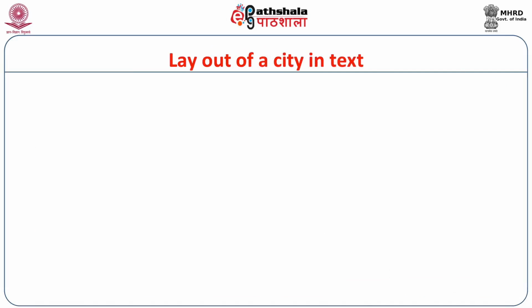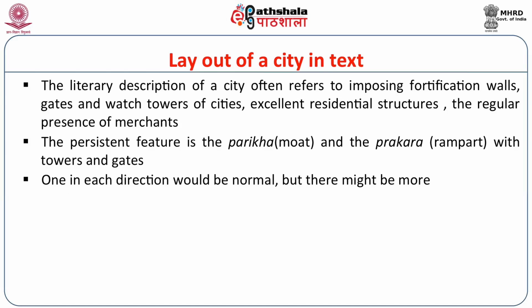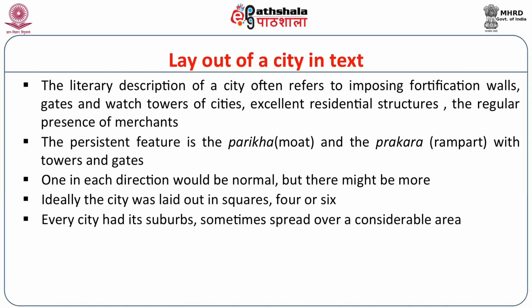Now, coming back to the city, the layout of a city in the text is very important, because this is a very important source for our understanding. We find that the literary description of a city often refers to imposing fortification walls, gates and watchtowers, excellent residential structures, and the regular presence of merchants. The persistent feature of an urban center is a parikha, that is a moat, and a prakara, that is a rampart, which had towers and gates. Normally there was one in all the directions, but there could be many more. Ideally in the text, the city was laid out in squares, 4 or 6. Every city had its suburbs, sometimes spread over a considerable area.